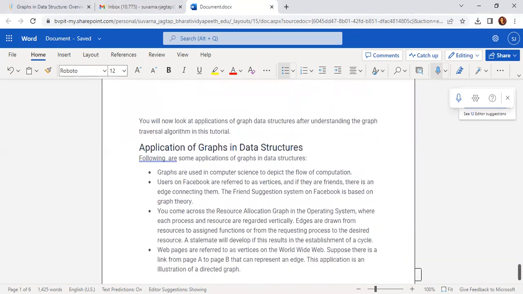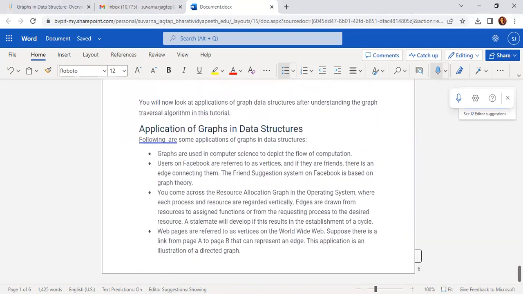There are certain applications of graphs we should understand, that is, where graphs are used. Graphs are used in computer science to depict the flow of computation. They are also used for users on Facebook to keep track of Facebook friend suggestion systems. Then it is also used for resource allocation graphs in operating systems. Web pages are referred to as vertices on the World Wide Web. So if there is a link from page A to page B, that can be represented with an edge. This application is an illustration of a directed graph.